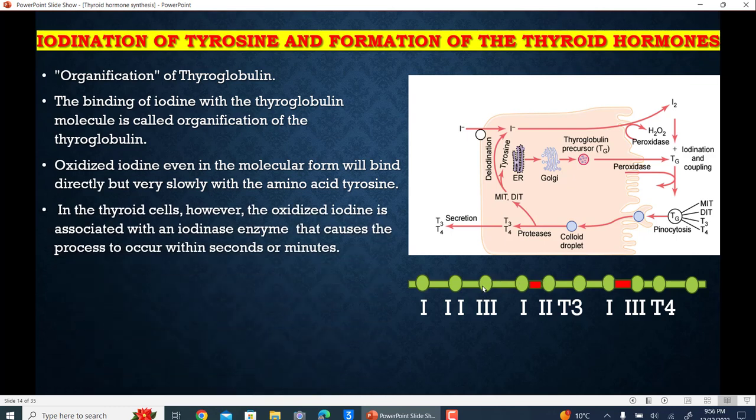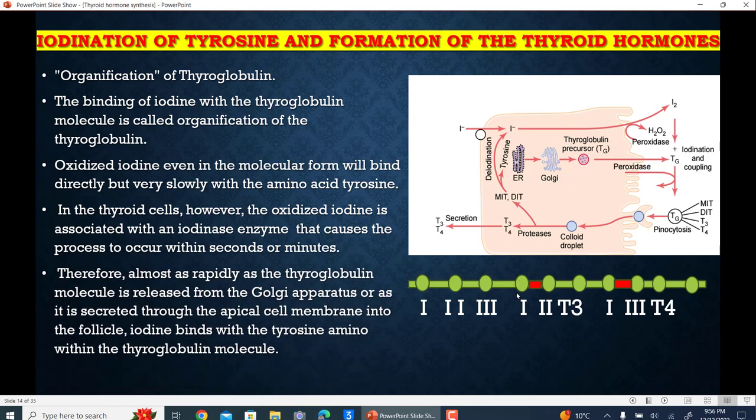In the thyroid cell, however, the oxidized iodine is associated with an iodinase enzyme that causes the process to occur within seconds or minutes. Therefore, almost as rapidly as the thyroglobulin molecule is released from the Golgi apparatus, or as it is secreted through the apical cell membrane into the follicle, iodine binds with the tyrosine of the thyroglobulin molecule.